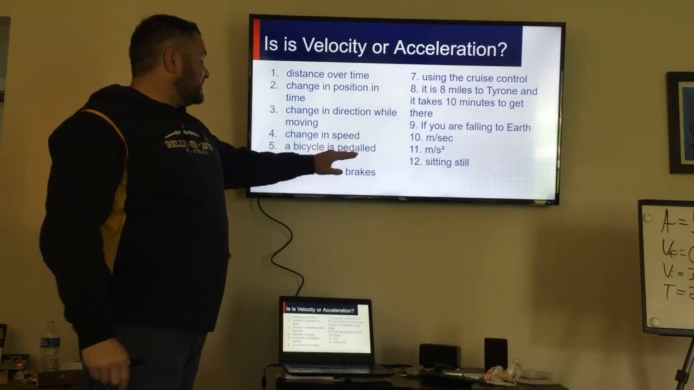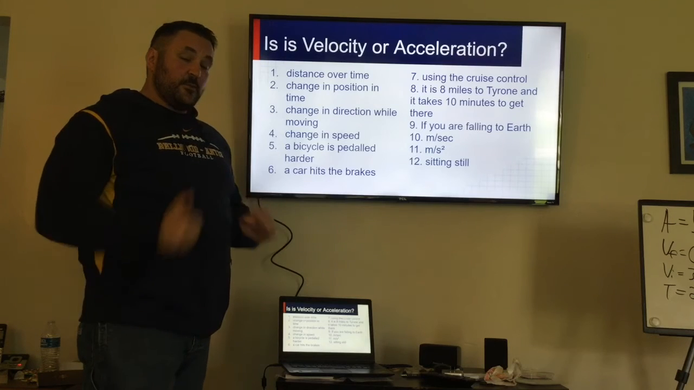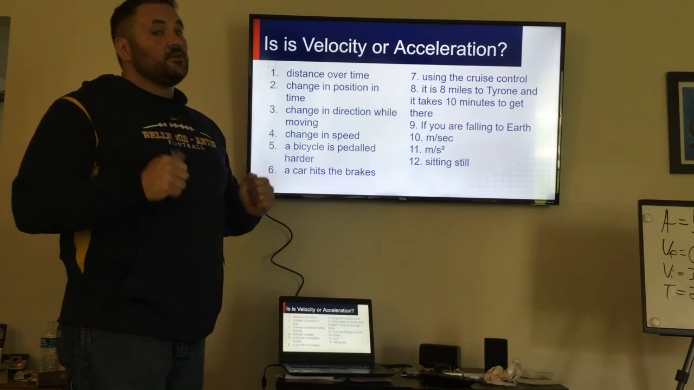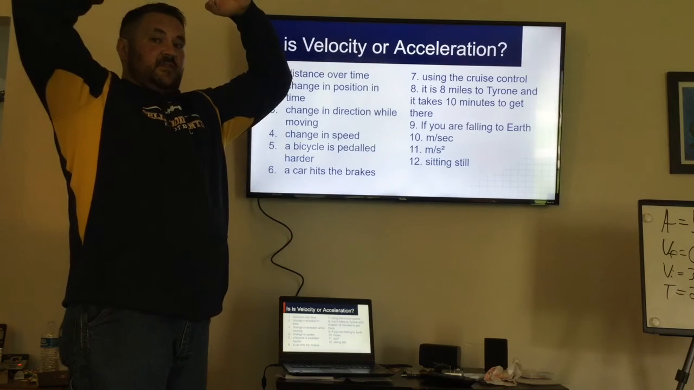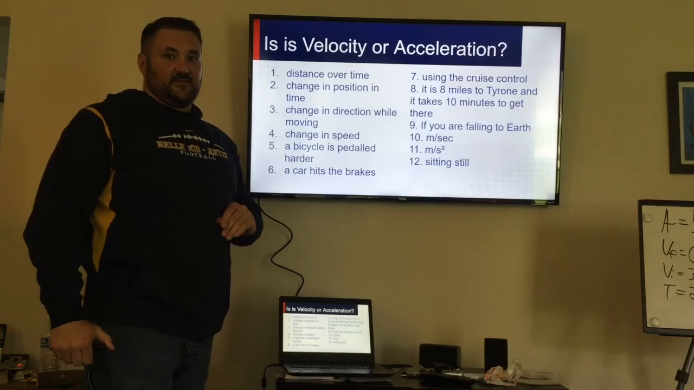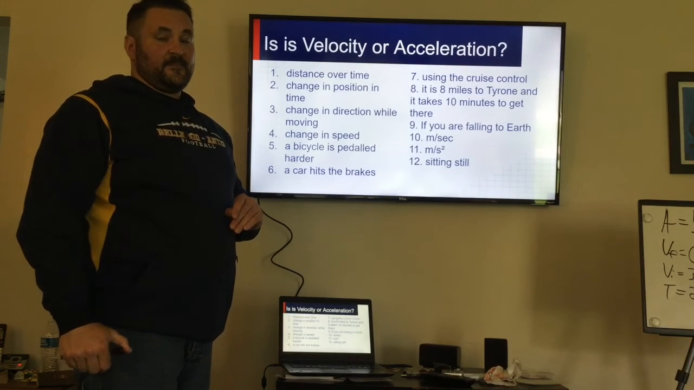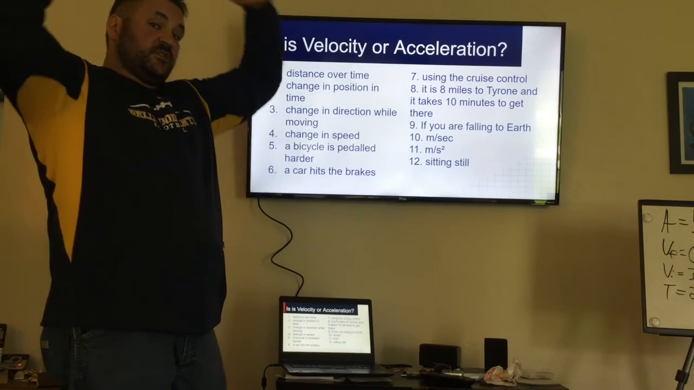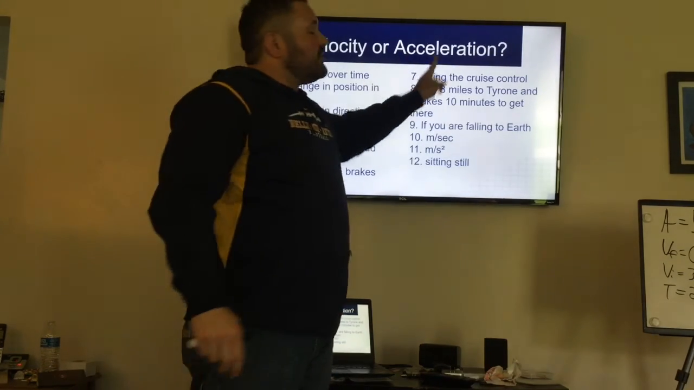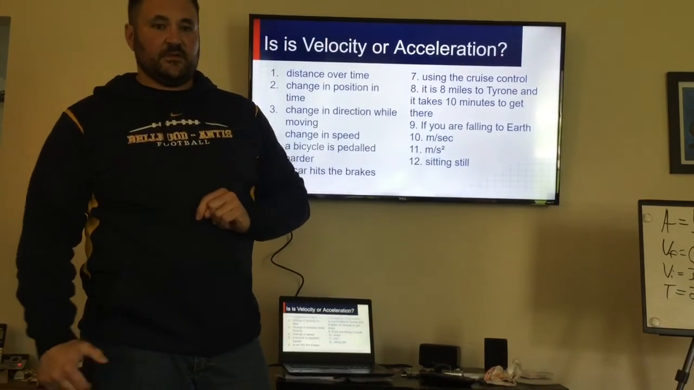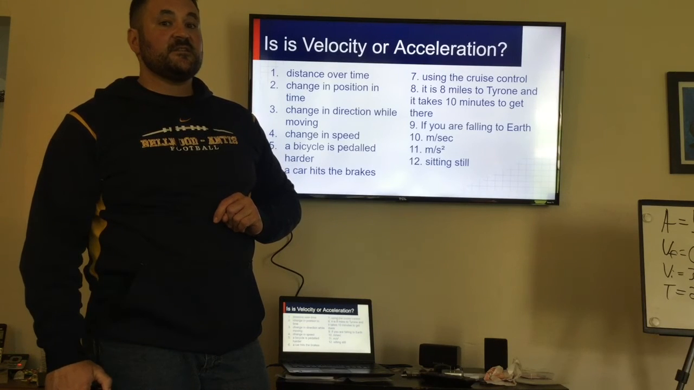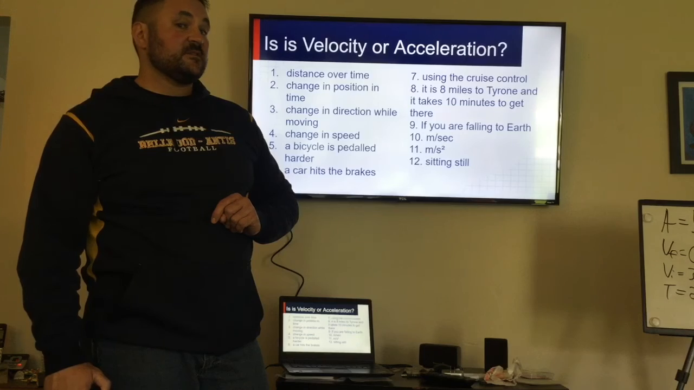A bicycle is pedaled harder. You pedal your bicycle harder. Are you going to go faster or slower or what? You're going to go faster. That's acceleration. A car hits the brakes. That is deceleration, which is still a type of acceleration. You're on the highway and Mom puts on the cruise control in the car. That is constant velocity or constant speed.